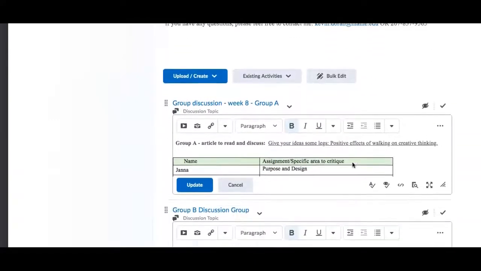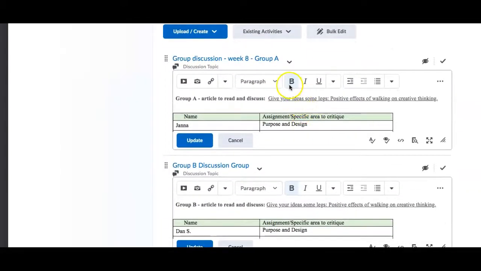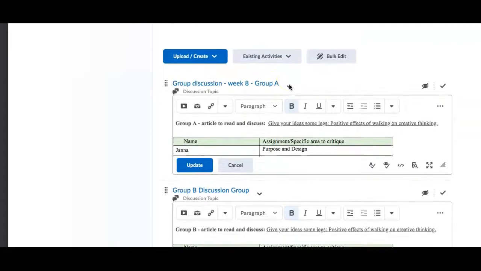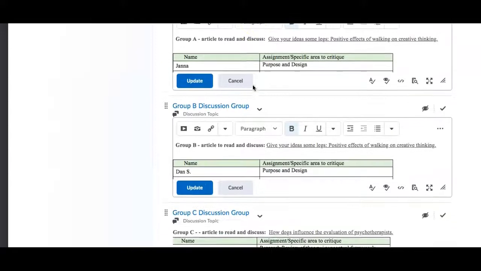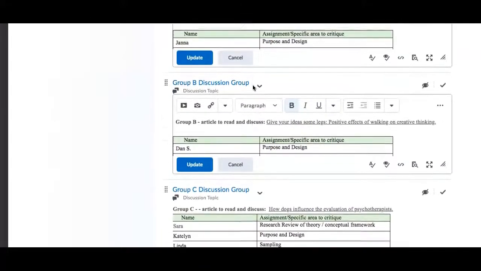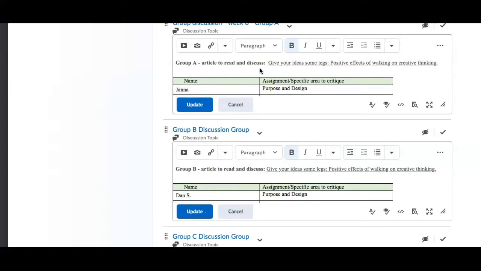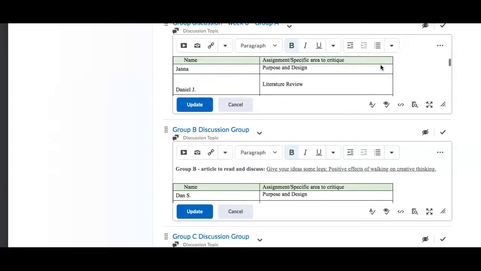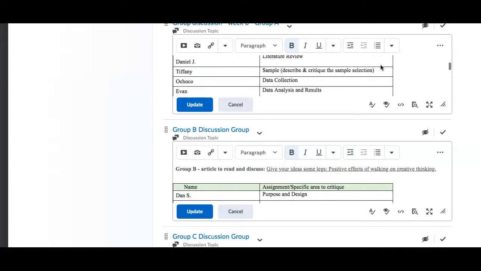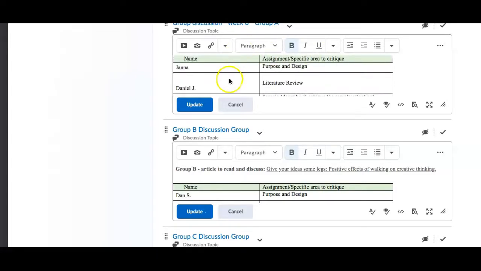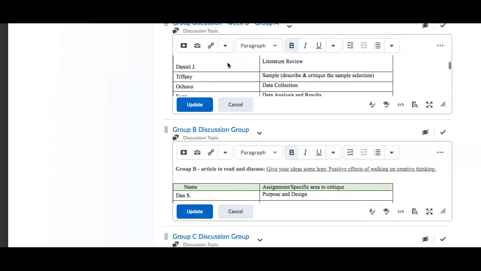So, your group discussions. If you go down the page, we have group discussion week 8, groups A, B, and C. And I'll use group A as an example of what to do. So Group A, the article you're reading is "Give Your Ideas Some Legs: The Positive Effect of Walking on Creative Thinking." Here are all of the names. There are 6 people per group.